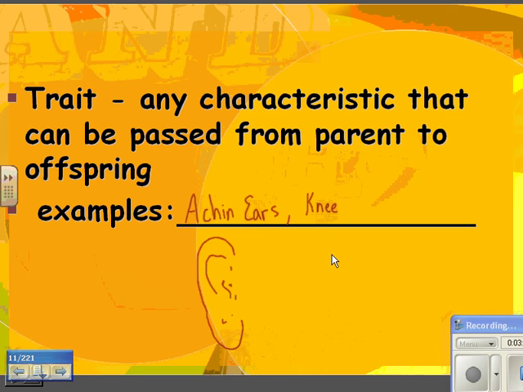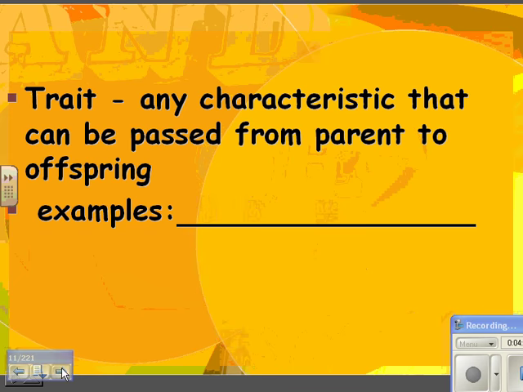Examples in a pea, again, might be the color of the flowers. So flower color might be, let's see, the pea itself, pea shape. So there's a bunch of different traits, and we'll look at those.